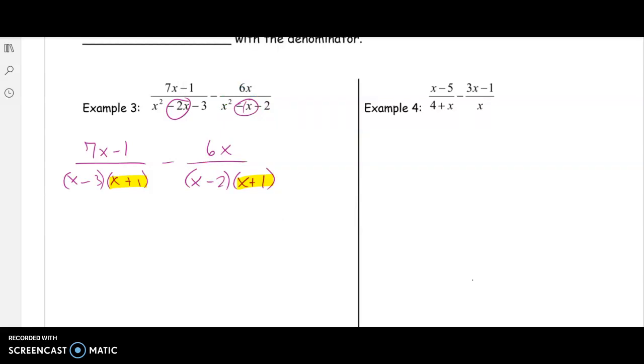So I am going to multiply this first rational function by the other rational function's denominator that they didn't have in common. So I'm going to multiply by x minus 2 over x minus 2. Okay? And I am also going to do the same thing on this side. I'm going to multiply by the x minus 3 from the other fraction's denominator. So let's see what that looks like, shall we?